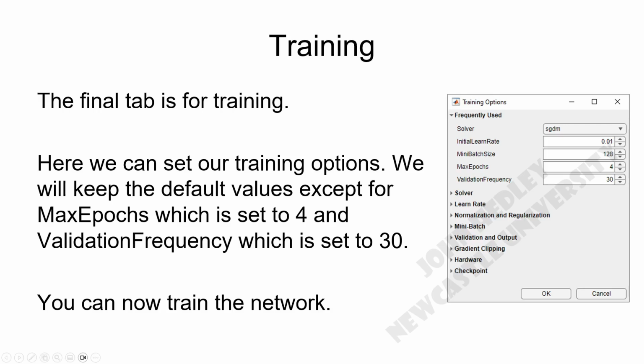The final tab is for training. You have the opportunity to set the training options here. So as to keep this network the same as our previous example, we will set max epochs to 4 and validation frequency to 30, although you can play around with these if you wish, to see if you can improve on the performance. Once these have been set, you can train the network.